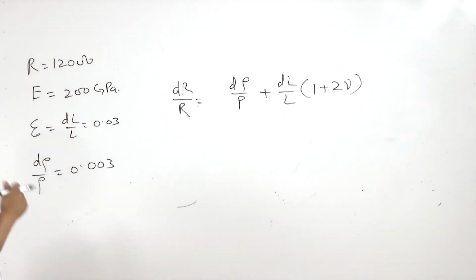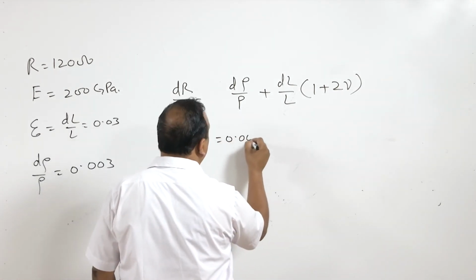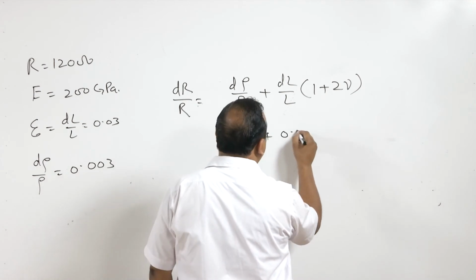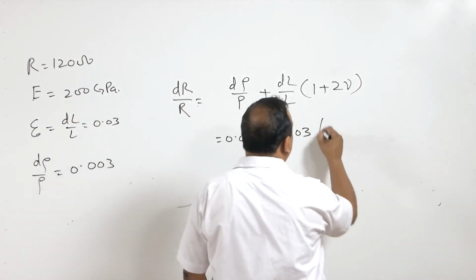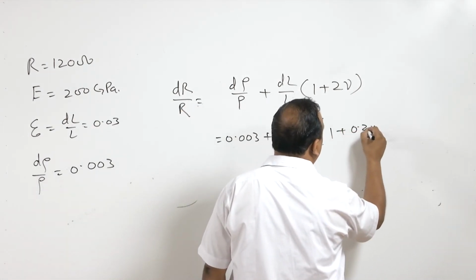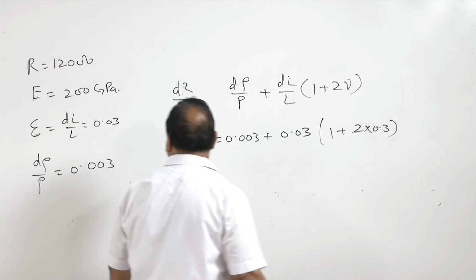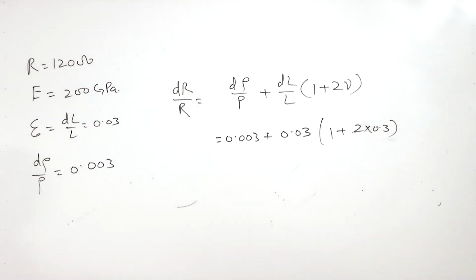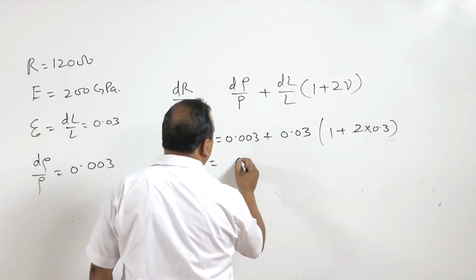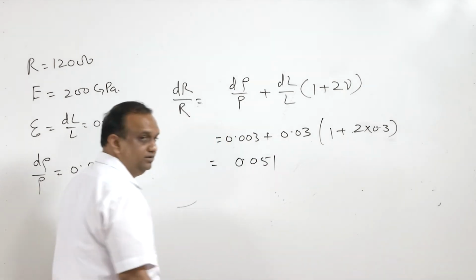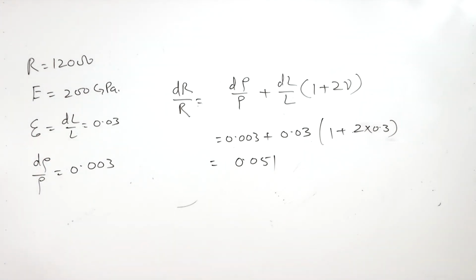We have already done that. Now, all the values are there. d rho by rho is 0.003 plus dl by L, the strain, is 0.03, into 1 plus 2 into 0.3. Poisson ratio is 0.3, it is given. With the help of this, we can find dr upon r, and dr upon r in this case is 0.051, or we can say 0.51 percentage change in the resistance.